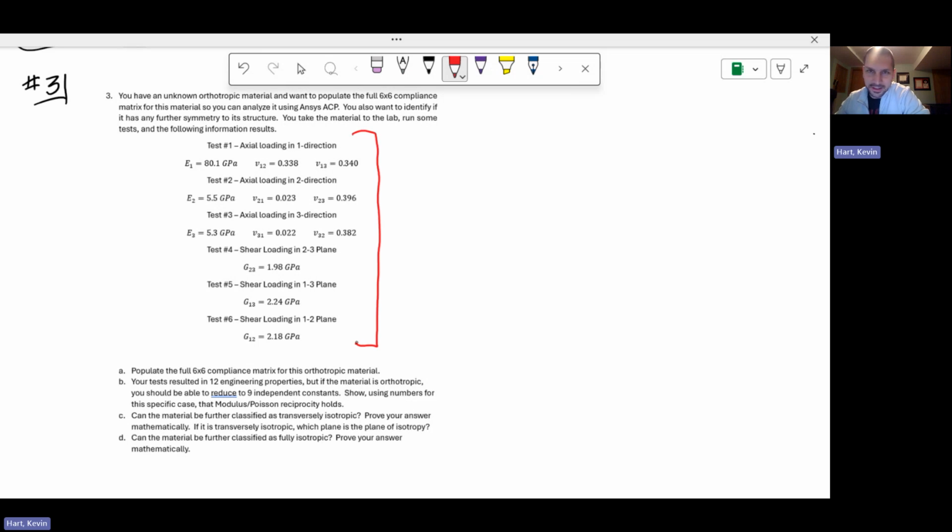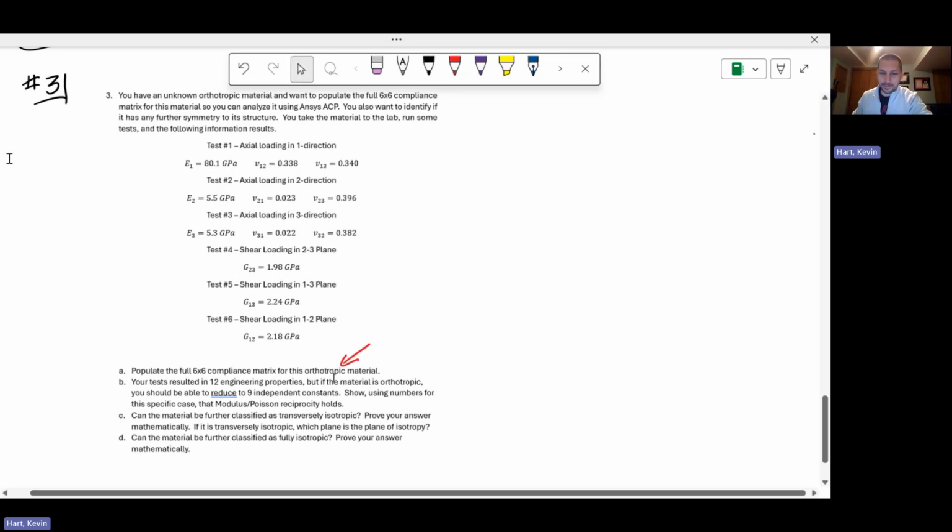You ran 6 different tests, and those 6 tests resulted in the following material properties that you could evaluate. So you did a tensile test and you pulled on this thing and you evaluated, okay, what's the elastic modulus and the Poisson's ratio that I got from this tension test? And here they all are. All right. So we want to populate the full 6x6 compliance matrix for orthotropic materials. Okay, that's going to take a little bit of time, but it's not impossible.